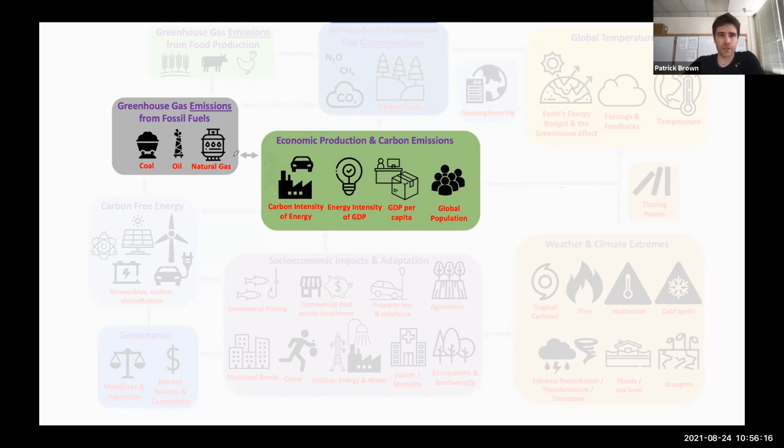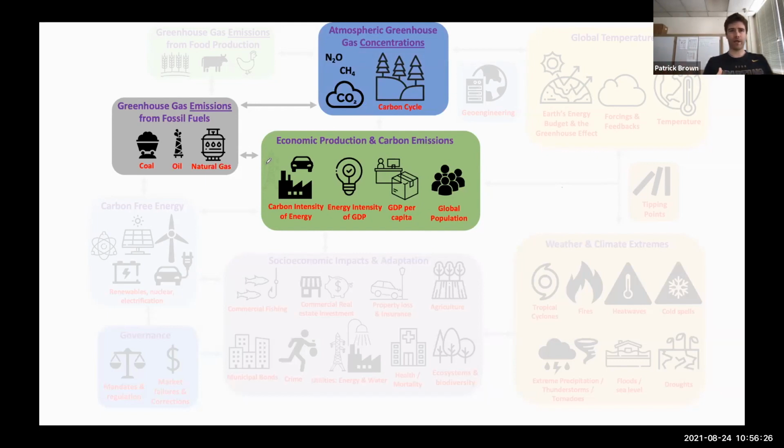So this is just showing that the coal, oil, and natural gas, our fossil fuels, support global economic production. But then they also have this byproduct that they emit these gases into the atmosphere, these greenhouse gases. And the one that I'll talk about the most is CO2.